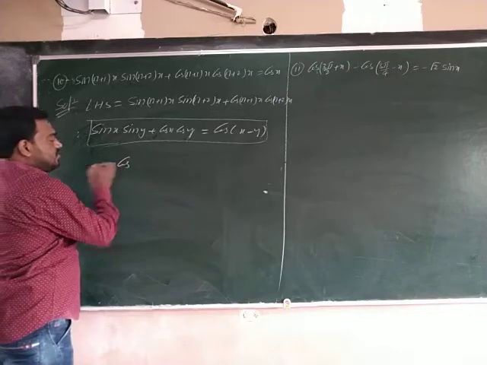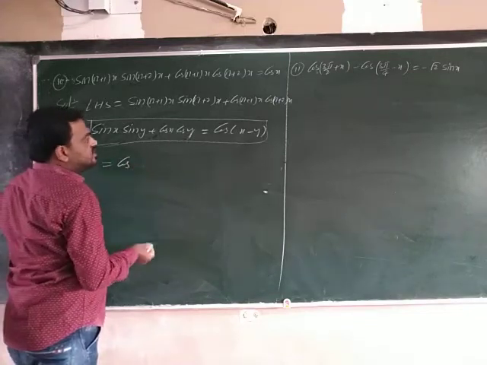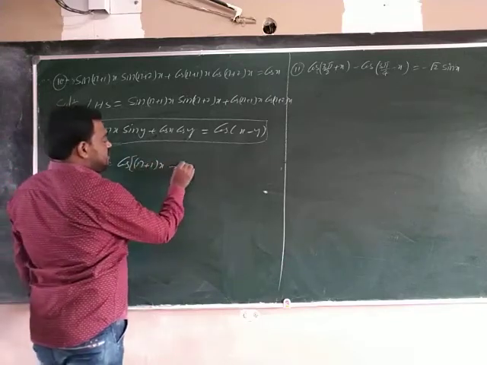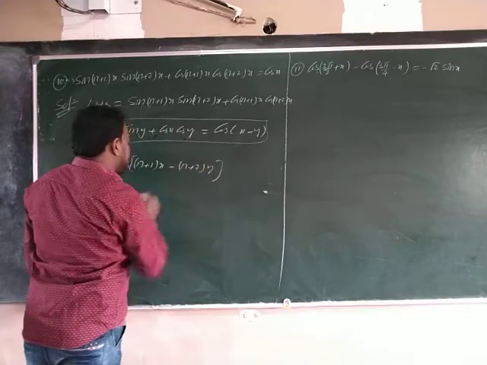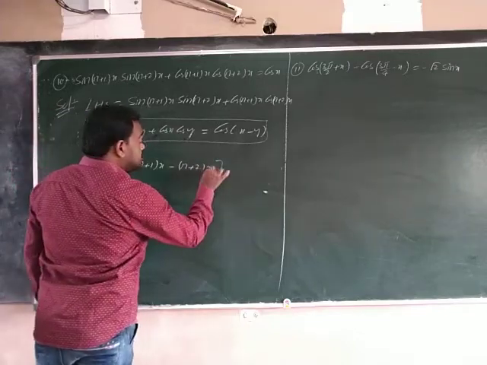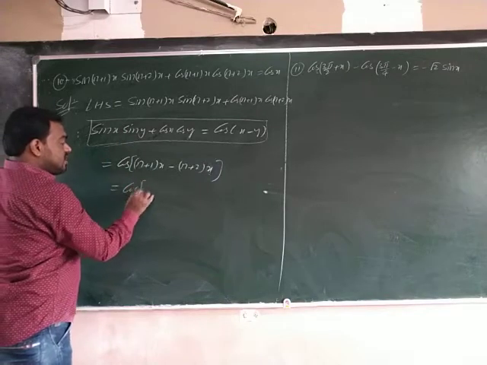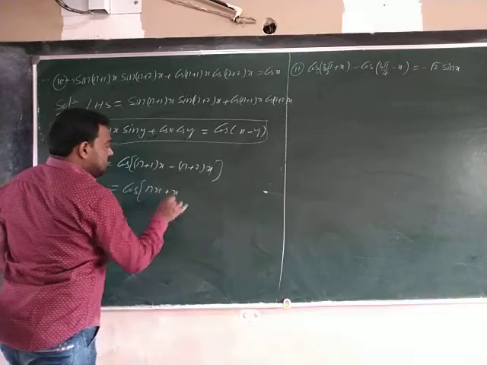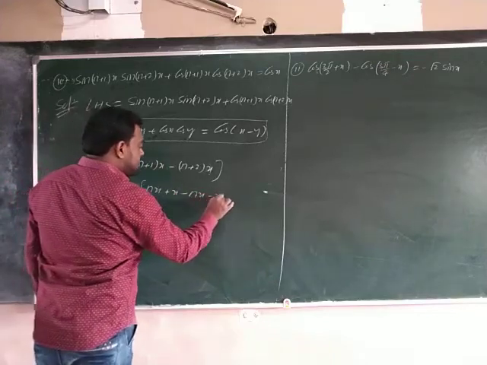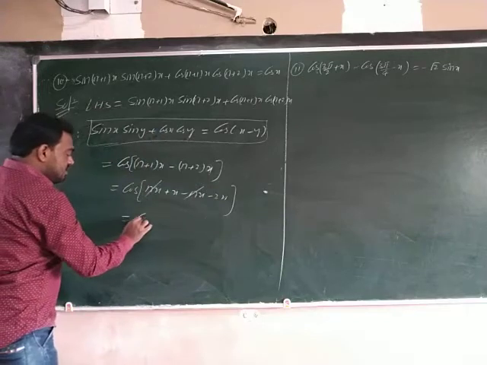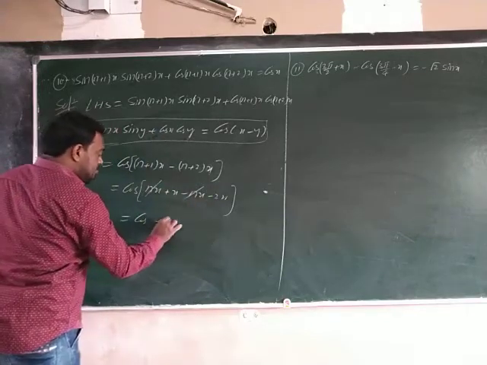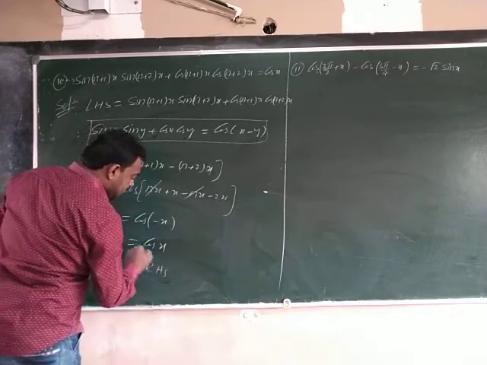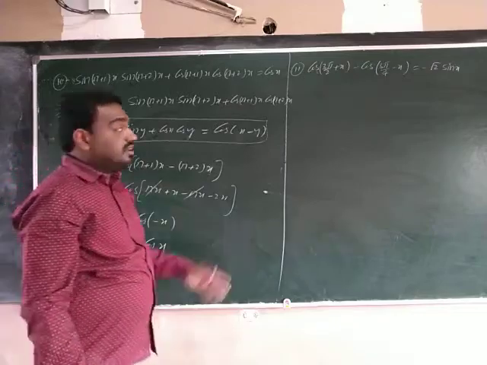So in the same way, cos of x, what is the x here? N plus 1 into x, minus y. Y is equal to n plus 2 into x. So this is equal to cos of n plus 1 into x minus n plus 2 into x. That is nx plus x minus nx minus 2x. Nx and nx get cancelled. Cos of x minus 2x is minus x. Cos of minus x is equal to plus cos x only. So this is our answer. Next.